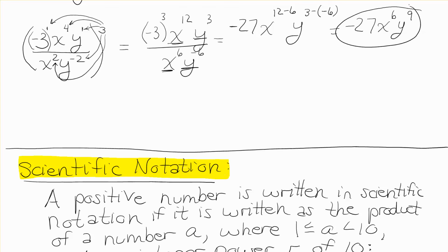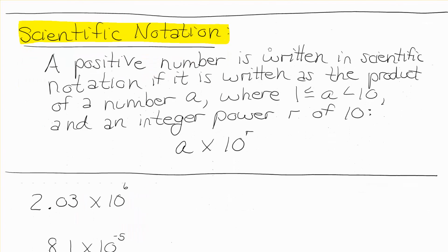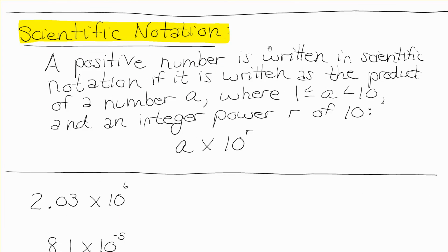And there's our answer. All right, so now we're going to go ahead and look at scientific notation. A positive number is written in scientific notation if it is written as the product of a number A, where A has to be greater than or equal to 1, but less than 10, and an integer power R of 10. And scientific notation looks like this. And you guys have worked with scientific notation probably since 7th grade.